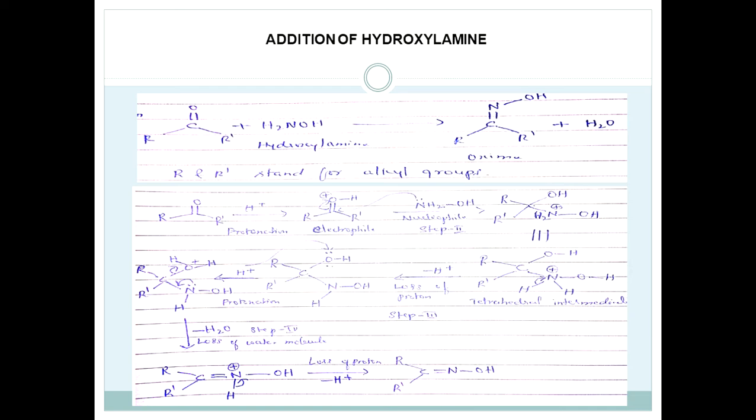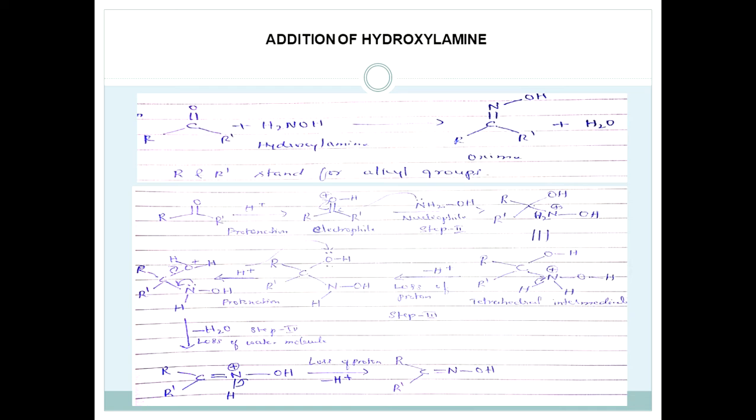Hydroxylamine is a derivative of ammonia, so we are using hydroxylamine here. When an aldehyde or a ketone is added to hydroxylamine to form an oxime, the reaction is reversible and catalyzed by acid. The product oxime is obtained due to rapid dehydration of the intermediate.